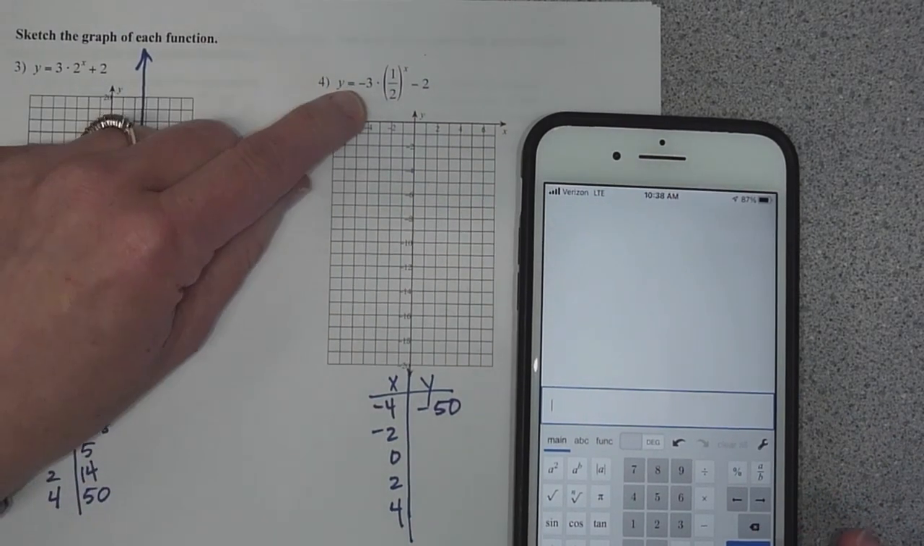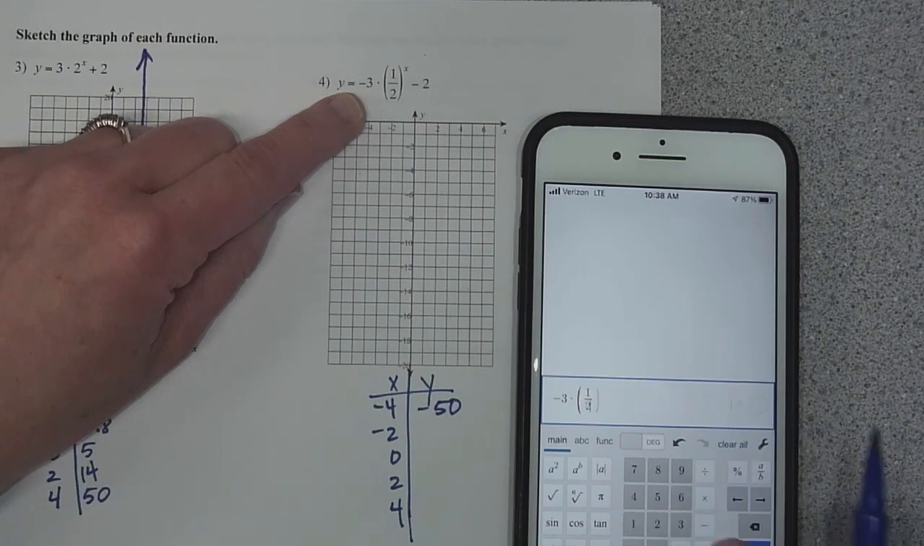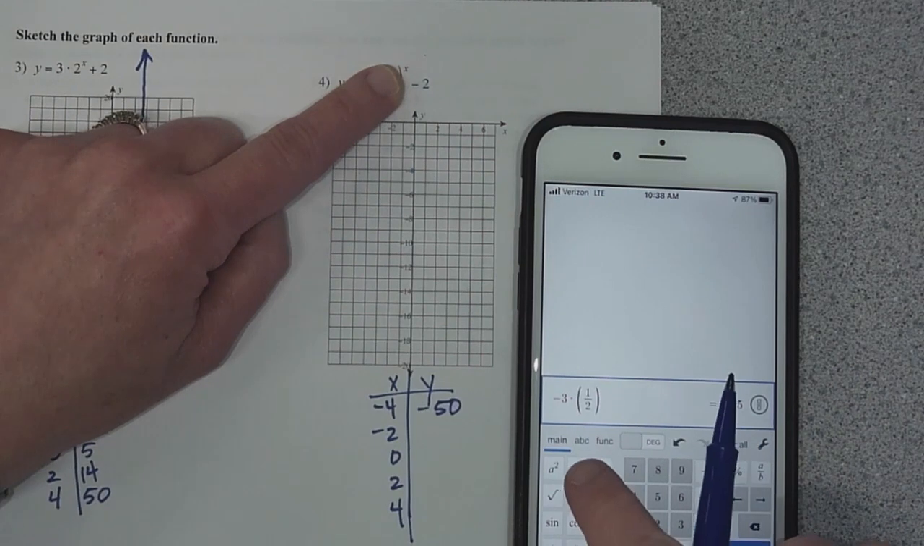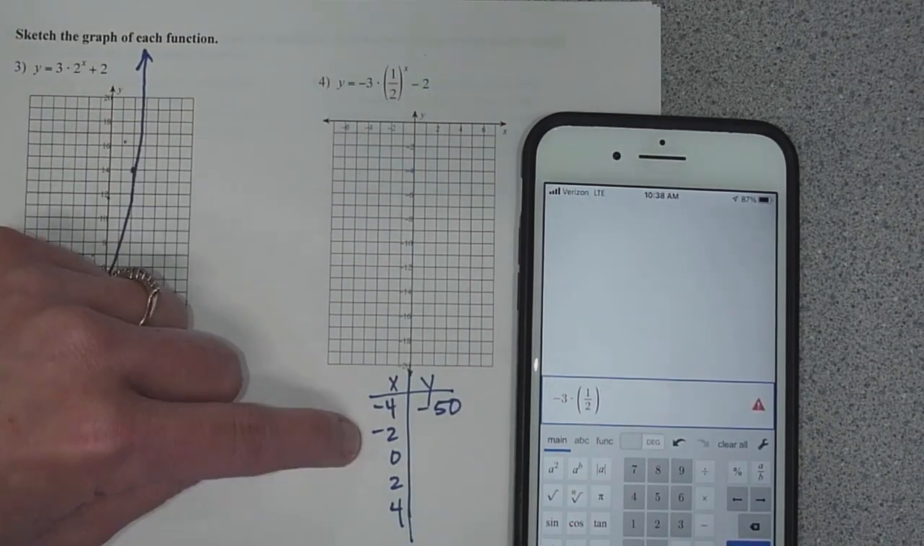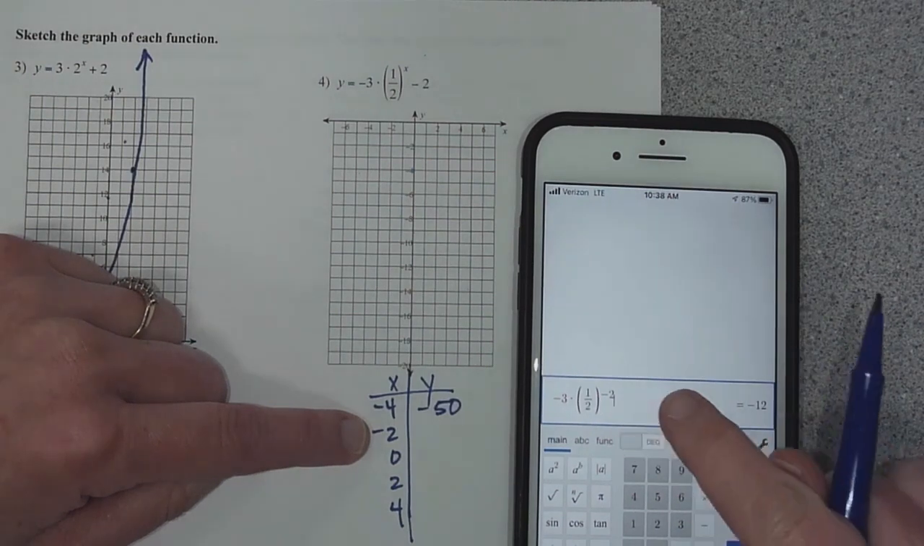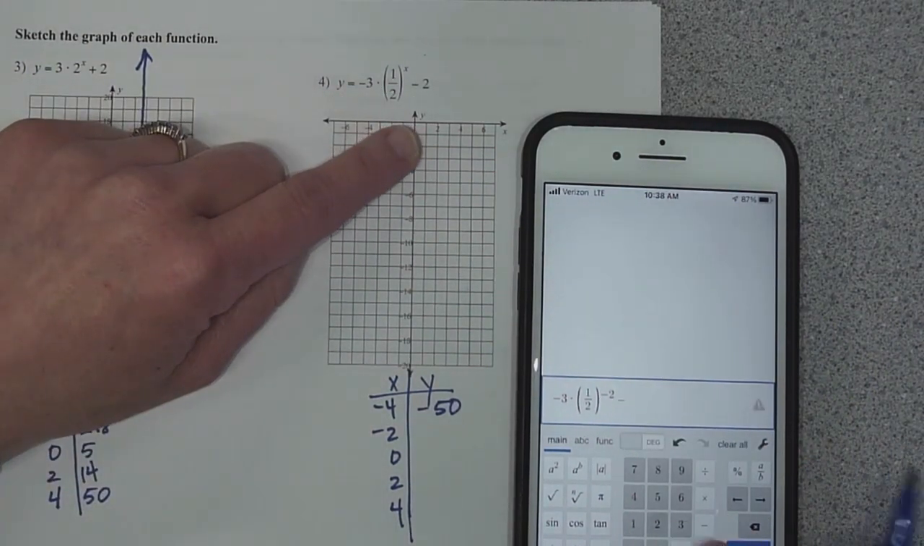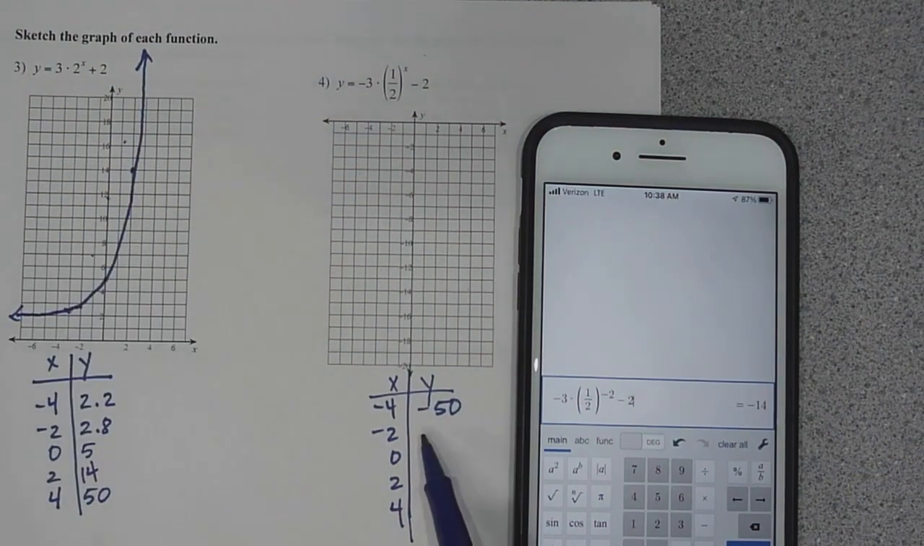And we're going to start with -3 again. -3 times parentheses. For 1/2, just do 1 divided by 2. And then close your parentheses. A to the B for the exponent, and this time our exponent is going to be a -2. And then make sure you bring your cursor back down by touching the screen, okay, before you do your -2. And it looks like what we get there is negative 14.